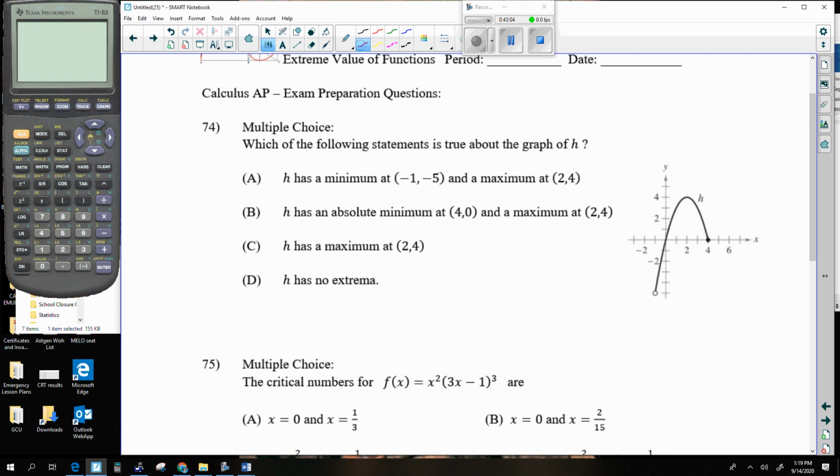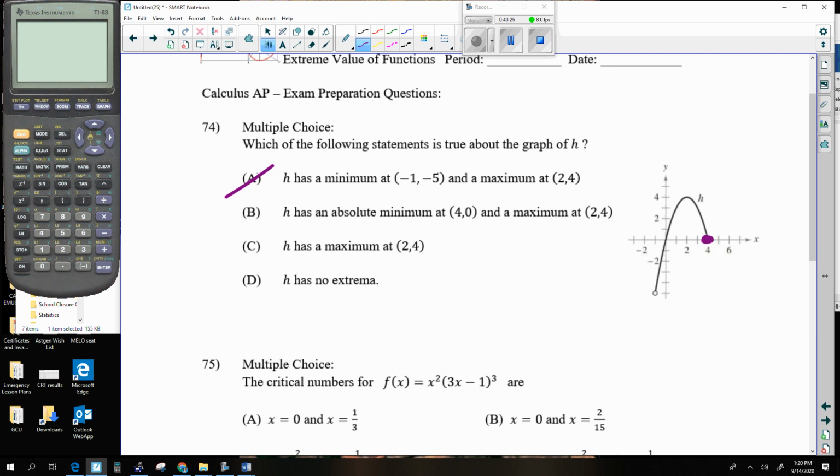Okay, let's see what is true about that. X has a minimum at -1, -5. No, there's not even a point there. So notice how it's an open dot. So nothing exists there. Nope. It does not have a minimum. Has an absolute minimum at 4, 0.